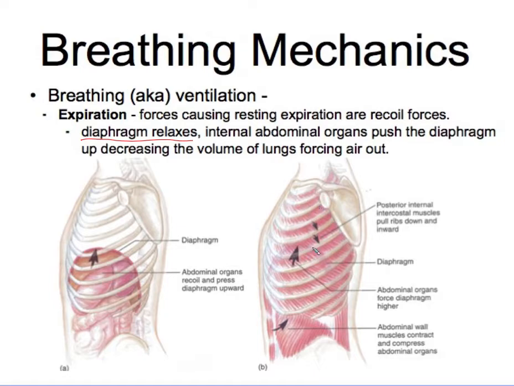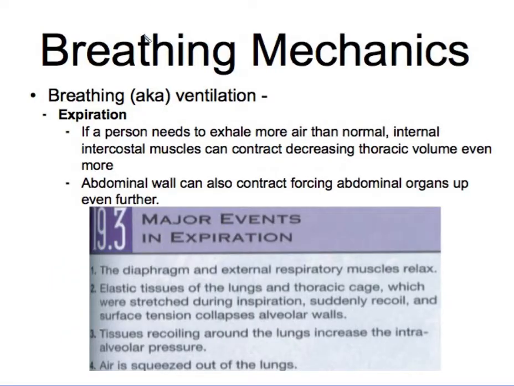Your intercostal muscles relax, which allow your ribs to go back down, which again decreases the space and increases the pressure in your lungs, forcing air out of your body. So these are your steps for expiration. Okay, if you need to exhale more than normal, you have your intercostal muscles that can contract and pull your ribs down farther. You also have abdominal walls that contract and push your diaphragm up further.